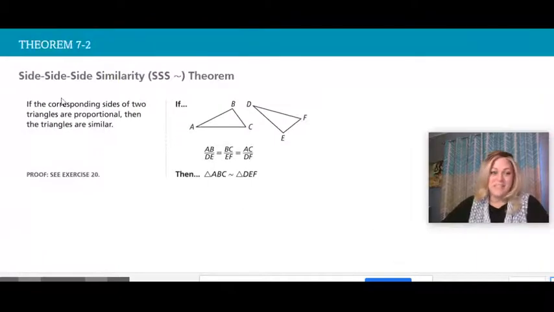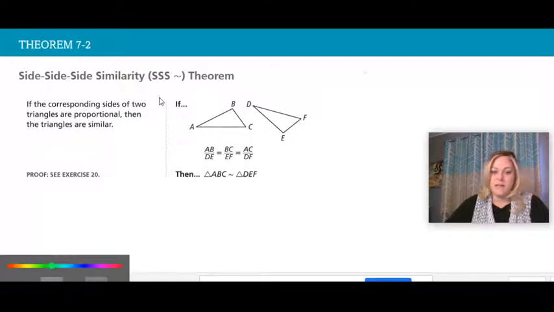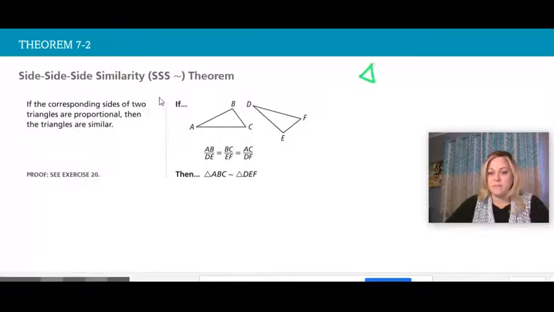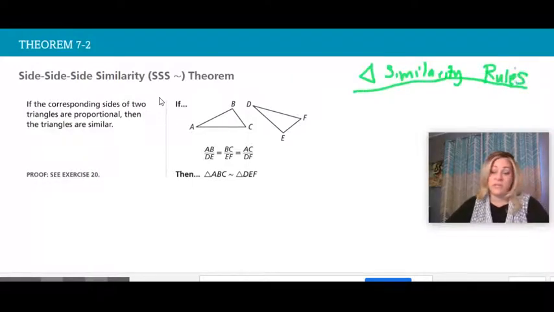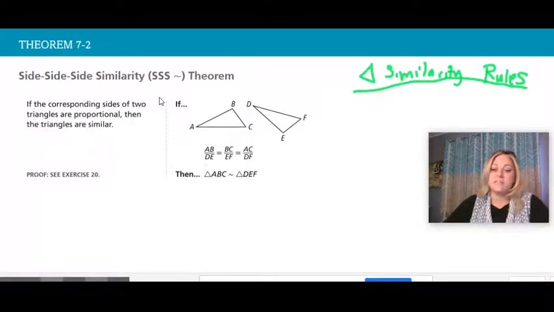Okay, here's the first rule: side-side-side similarity. We've already gone over angle-angle, so that's one of them. In fact, I'm going to write them right here on this side so that you can remember the triangle similarity rules. If you think back to a previous topic, we did congruence rules, and there were five of them: side-side-side, side-angle-side, angle-side-angle, angle-angle-side, and HL. Those proved that triangles were congruent to each other. These are not the same. These show that triangles are similar to each other.